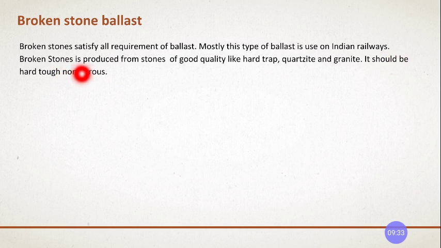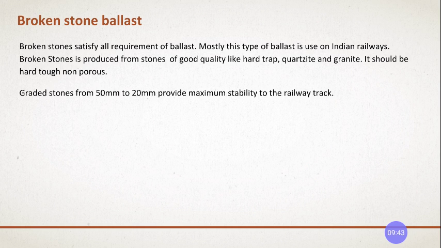Broken stone is produced from stones of good quality. It should be hard, tough and non-porous. It should not allow water to penetrate into it. Graded stones from 50 mm to 20 mm provide the maximum stability. When we grade stones, whatever we require is between 20 mm to 50 mm, not more than that we take, or not less than that is taken. It provides more distributability. So we go for such sizes between 50 mm to 20 mm.